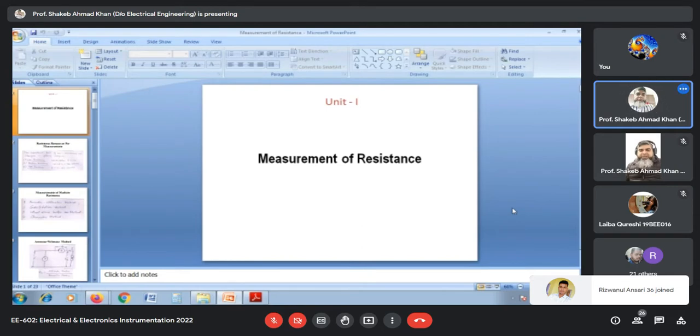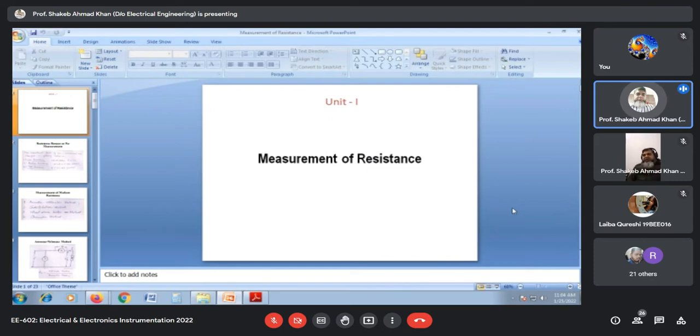But anyway, this course is basically electrical and electronic instrumentation. You had already studied one course earlier, I think, that is measurement and instrumentation, measurement and measuring instruments. So in this part of this course, we'll discuss measurement of circuit components, you can say.